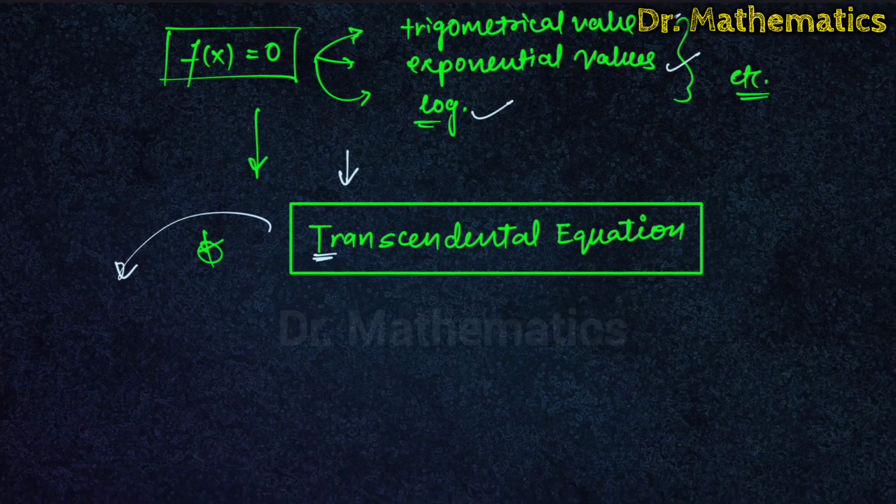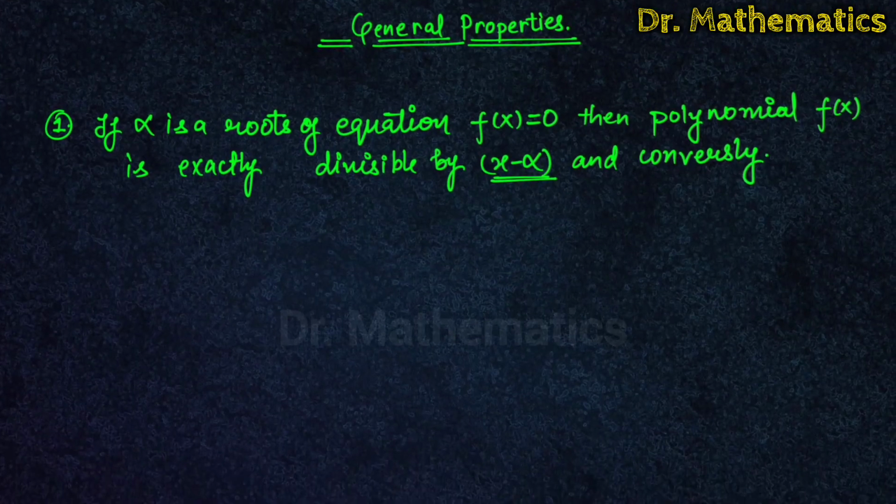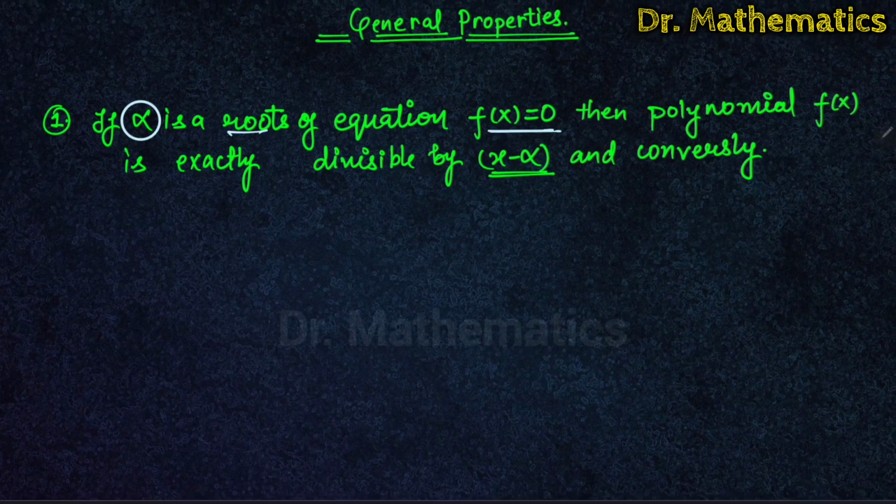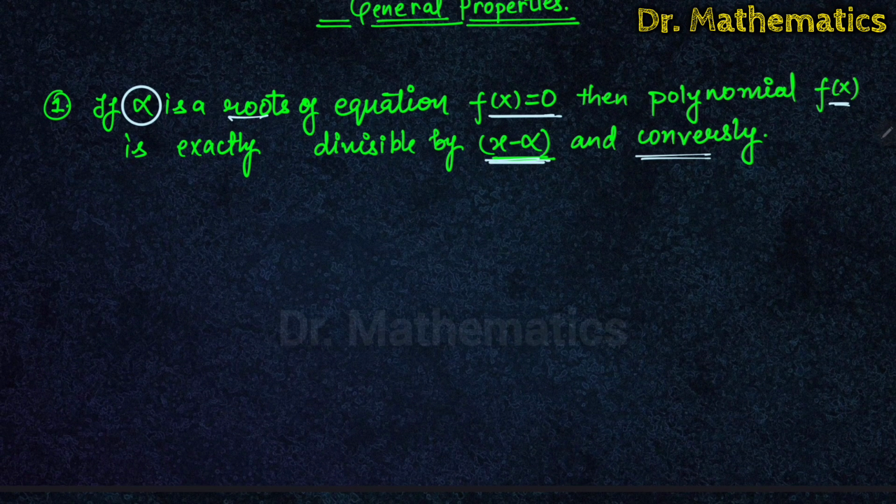Okay, let's come to the next point, the general properties of these expressions. Suppose alpha is a root of the equation f of x is equal to 0. Then the polynomial f of x is exactly divisible by x minus alpha, and conversely it is also true. Can you prove that? Okay, we will prove that. This is a very important property, a very important theorem. You have to remember it.